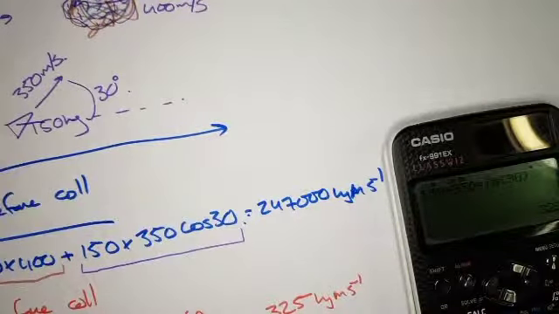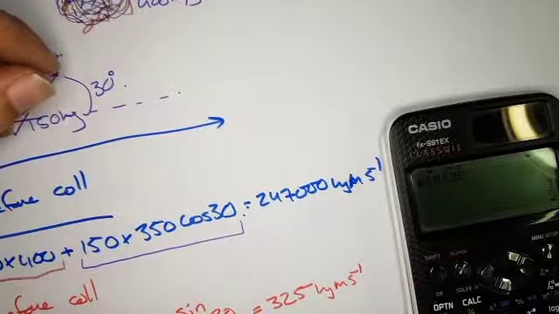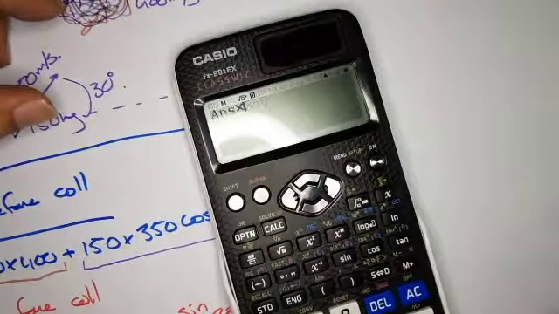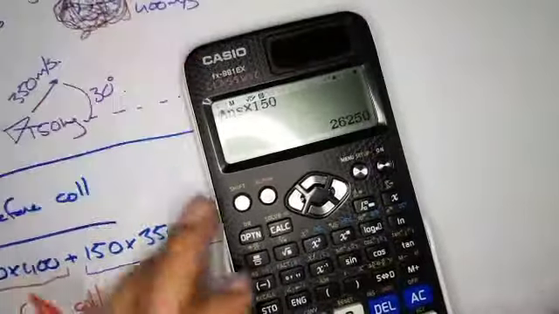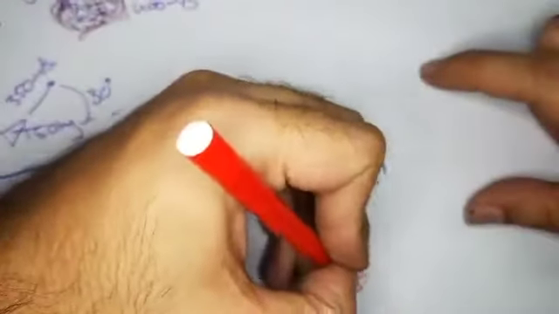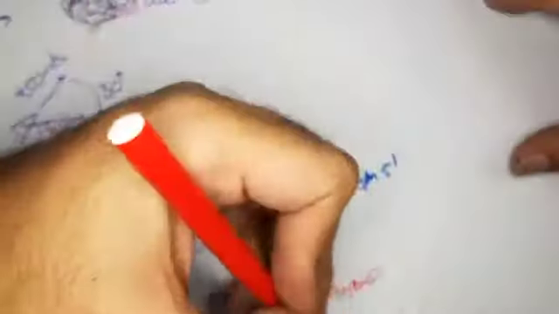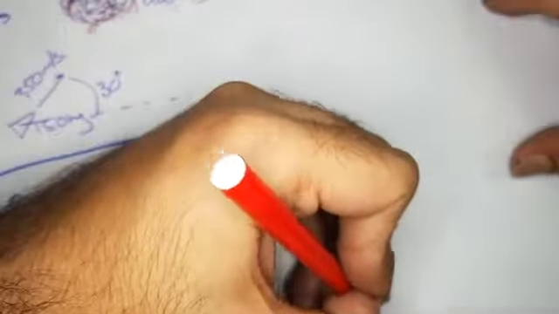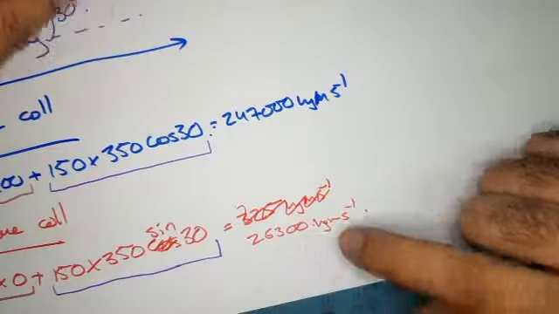Sine 30 is equal to half. Into 350 is equal to 175. Into 150 is 26250. What do you mean? Do the calculation again. 150 into 350 sine 30 now? Oh, I added it. Because I'm looking at it from an angle and you multiplied. Addition. 26250, right? So 26300 kg meters per second. Yeah.